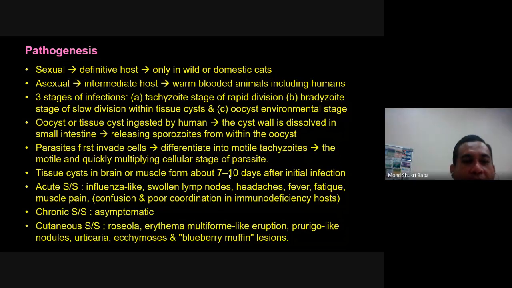Tissue cyst in brain or muzzle form about 7 to 10 days after initial infection. All right, signs and symptoms: influenza-like, swollen limb, headache, fever, fatigue, muscle pain, and so on. Chronic signs and symptoms: basically no symptoms at all, asymptomatic.